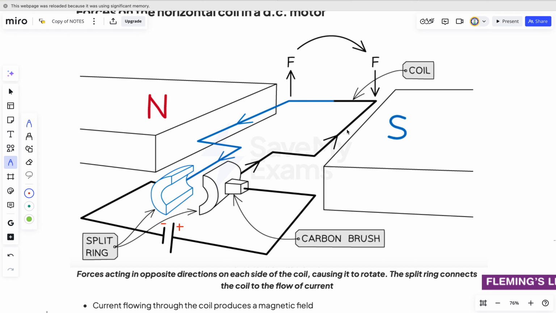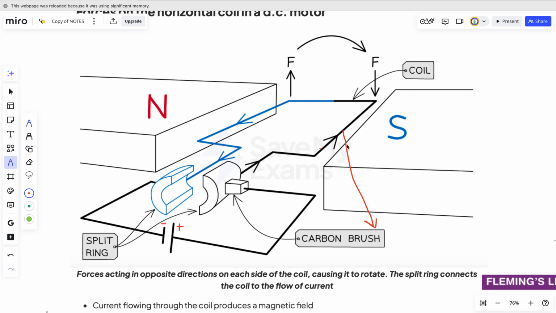The current is flowing up, meaning the force will go down. You can twist your finger: the current is now flowing up, not down, so the force will go down. The polarity of the magnet is still the same, north on the left, south on the right. So since the current is flowing up, the force acting here will go down.